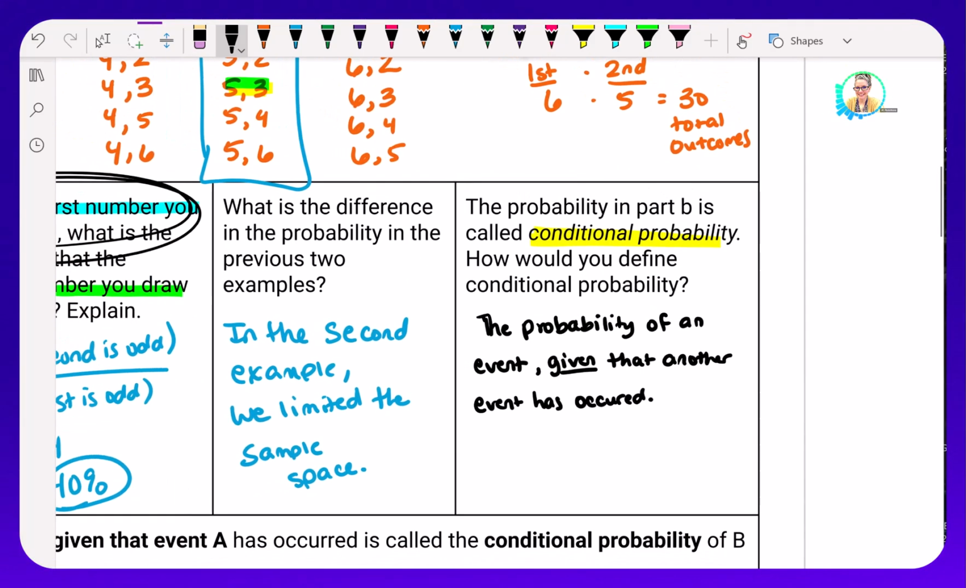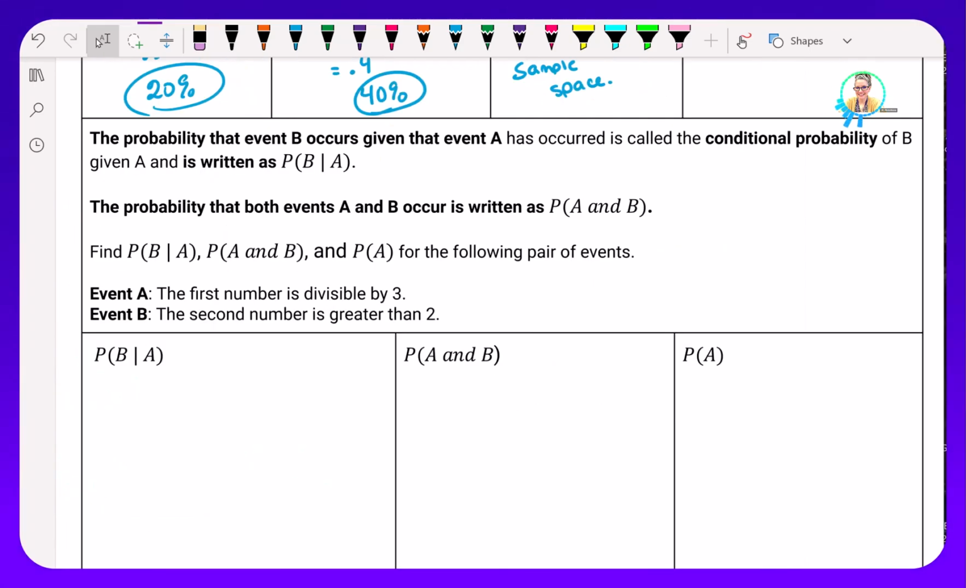Once again, conditional probability is going to be the probability of an event given that something else has occurred, and I call that your condition. You need to be able to find that condition whether it uses the word given or not. So the notation, or the way that we write conditional probability, is very important.